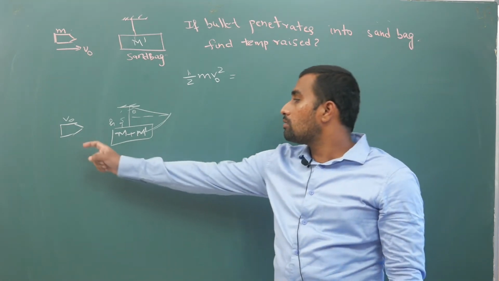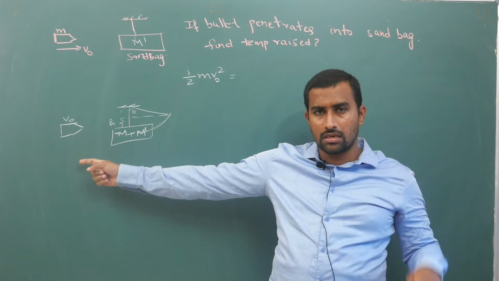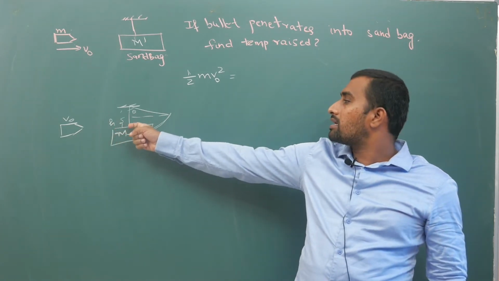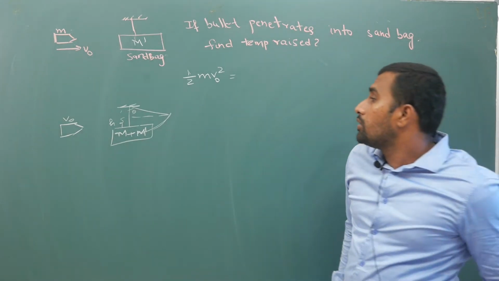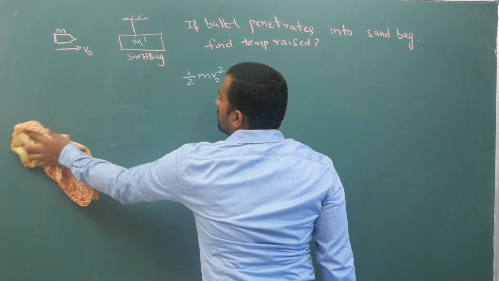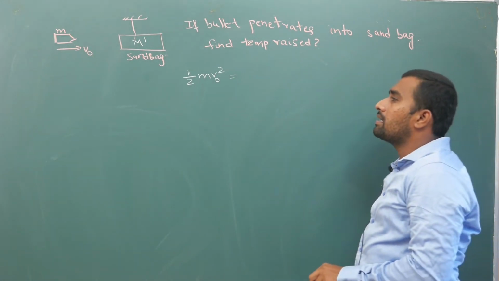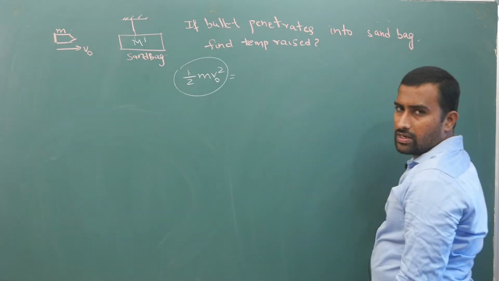So you will do momentum conservation. This is called a ballistic pendulum situation. Here you will be asked to calculate maximum height or angle. Here that is not the case. If multiple choice questions are asked, they could even ask in that manner. But here initially you have only one energy, that is half m v naught square.